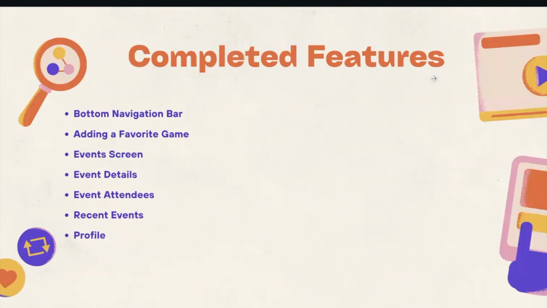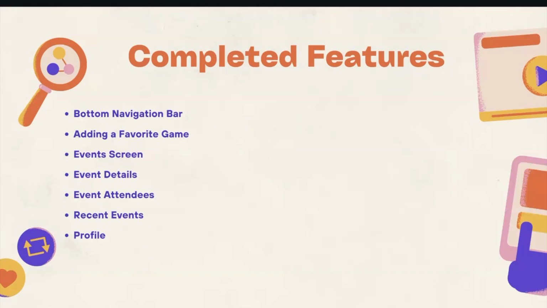After the midterm report, a bottom navigation bar was added to the application. Details were added to add a favorite game screen, and event details screen were completed. The My Game screen created in the midterm sprint was decided to be used as the home screen, so the recent event features was added for smoother navigation. Finally, a profile screen was created.